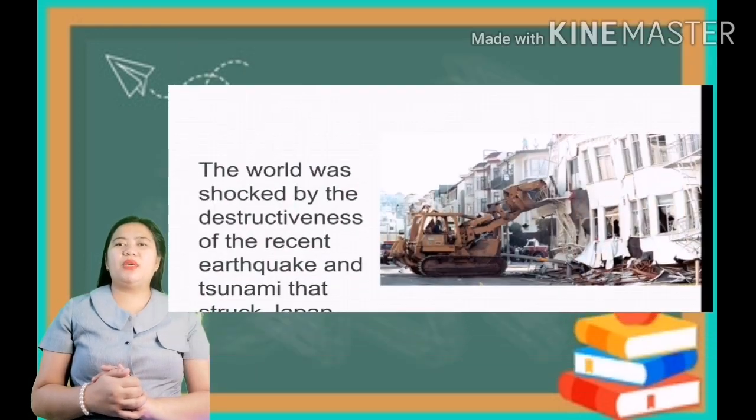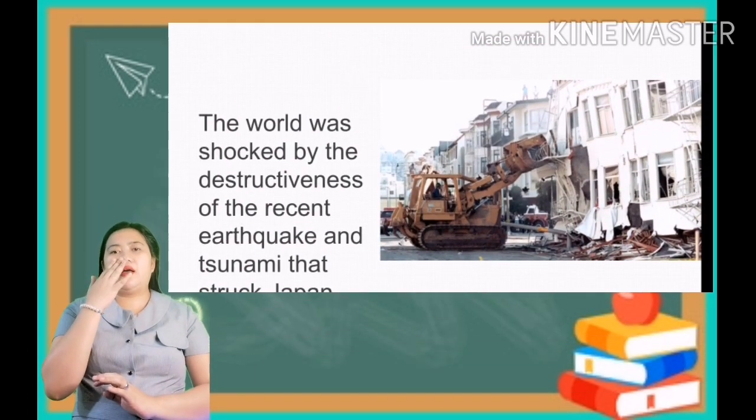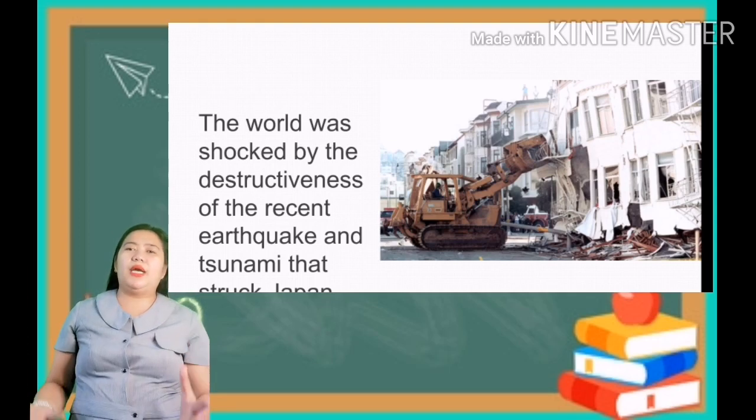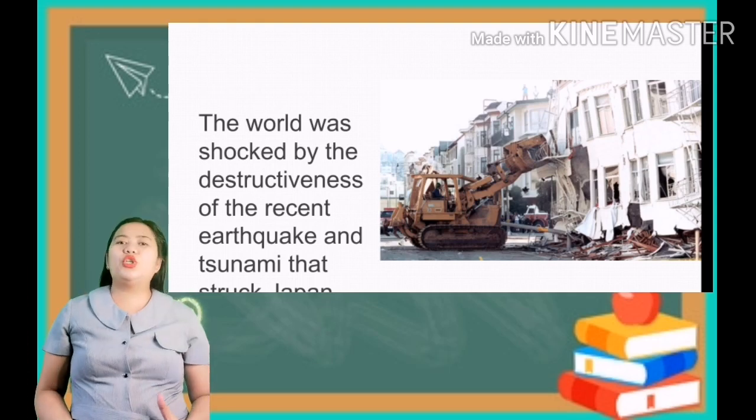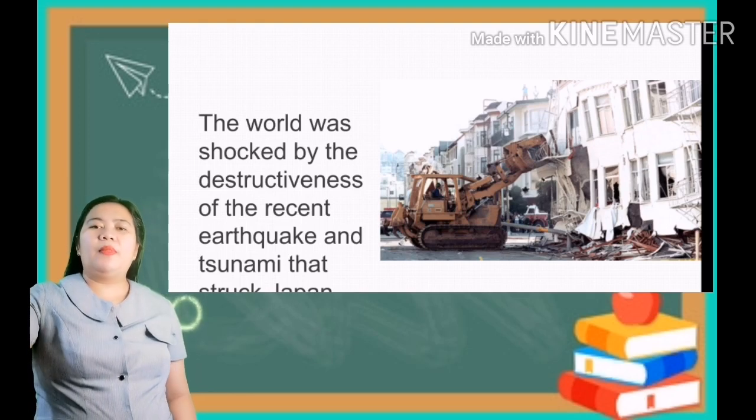The world was shocked by the destructiveness of the recent earthquake and tsunami that struck Japan. But this one is part of the Circum-Pacific belt. These are just additional info.